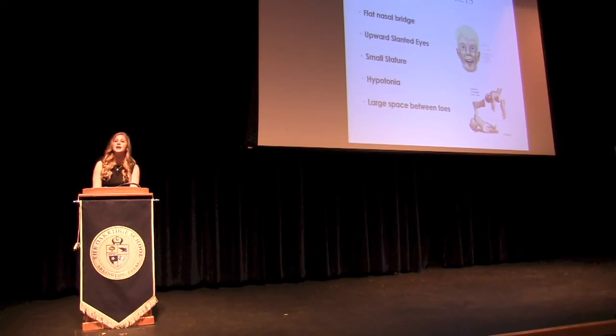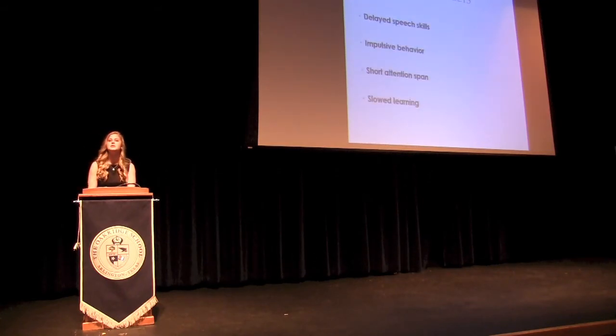The physical effects of Down syndrome are quite apparent. The most common physical anomalies are a flat nasal bridge, upward slanted eyes, small stature, hypotonia or low muscle tone, which results in a delay in motor development, and a large space between the big toe and the rest of the toes.